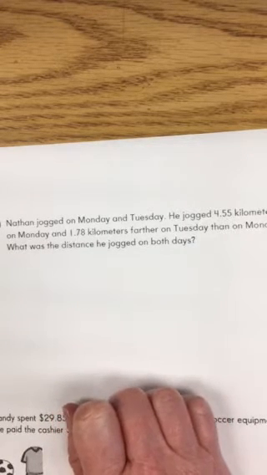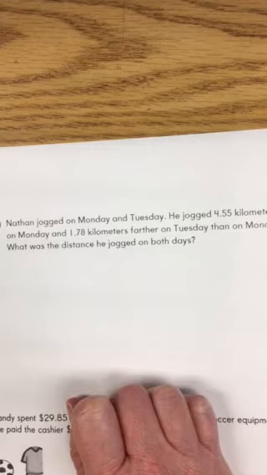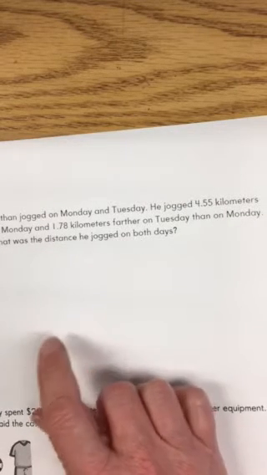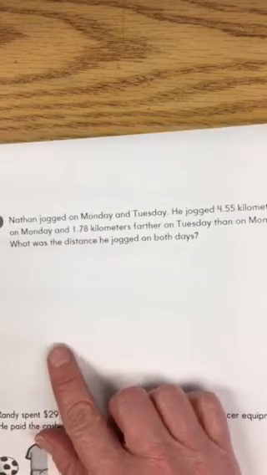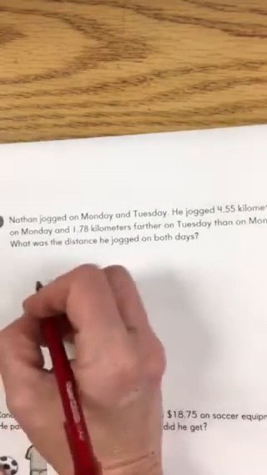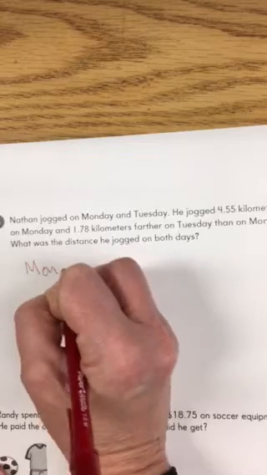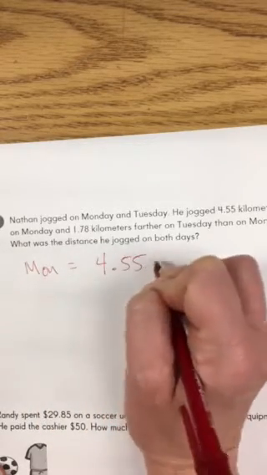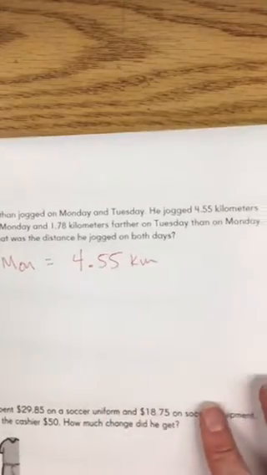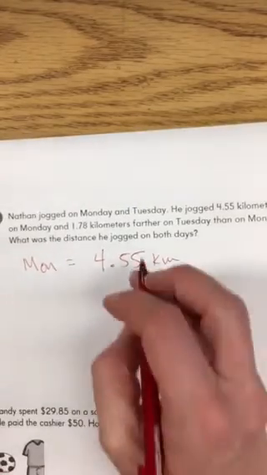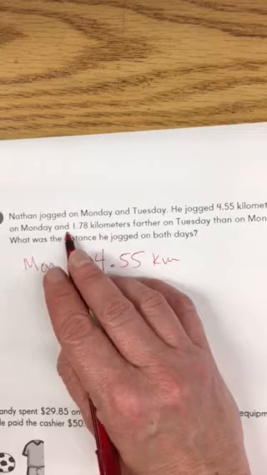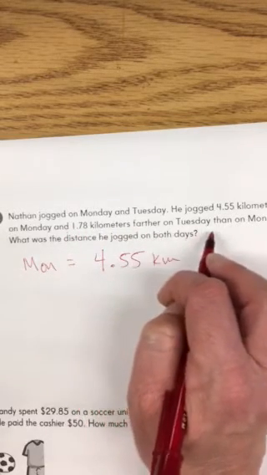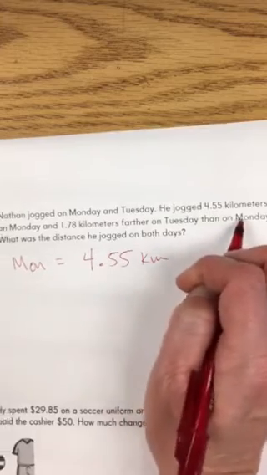Nathan jogged on Monday and Tuesday. Okay, he's healthy. He jogged 4 55/100 kilometers on Monday. Let's write that down. Here's information we need, right? We know on Monday he jogged 4 55/100 kilometers. Okay, good news. Oh, and 1 78/100 kilometers farther on Tuesday than on Monday.